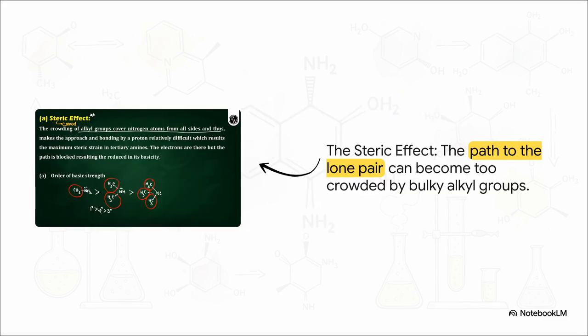But then there's the steric effect. Okay, imagine trying to get to the snack table at a super crowded party. It's tough, right? Well, that's exactly what a proton trying to reach the nitrogen in a big, bulky tertiary amine has to deal with. Those same alkyl groups that were so helpful electronically can physically get in the way, just blocking the proton's path. This crowding effect actually makes the amine a weaker base.